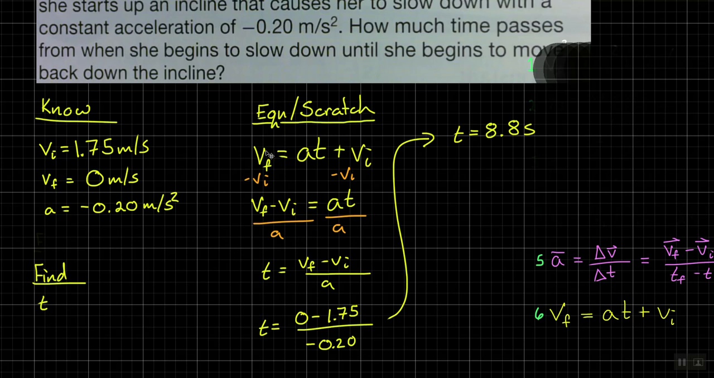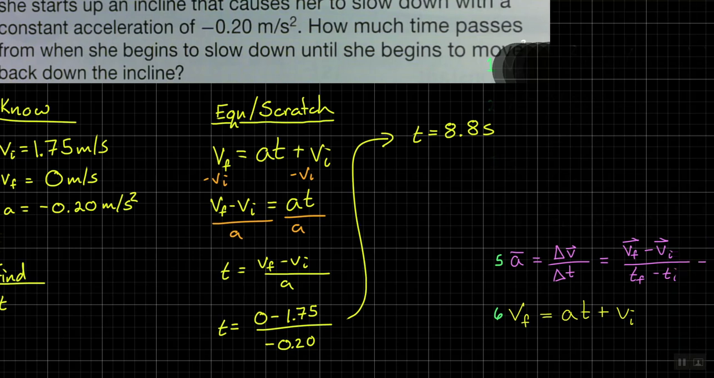8.8 seconds on number 23. Did we all get that? 8.75 seconds? Cool. And then it takes 8.75 seconds for the person to slow down before they move back down the incline or the ramp, whatever you want to word it. Questions about this guy before we look at the next one?